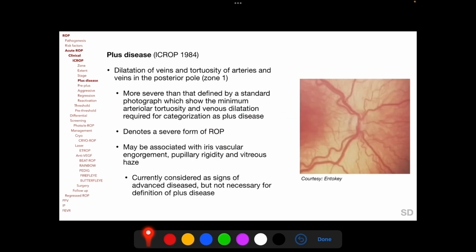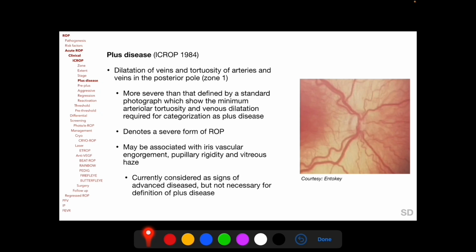Plus disease was described in the initial edition of ICROP and was defined as dilatation of veins and tortuosity of arteries and veins in the posterior pole, that is zone 1, more severe than that defined by a standard photograph. This color photograph shows the fundus of an eye with ROP, showing dilatation of veins and tortuosity of the arteries, indicating the presence of plus disease.